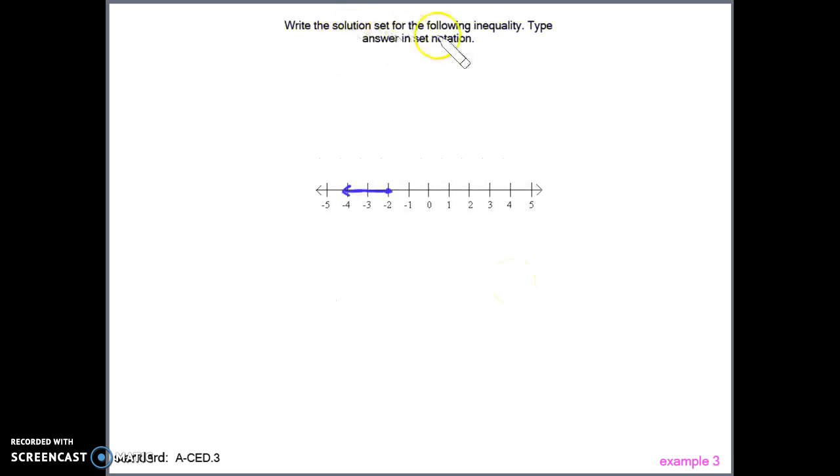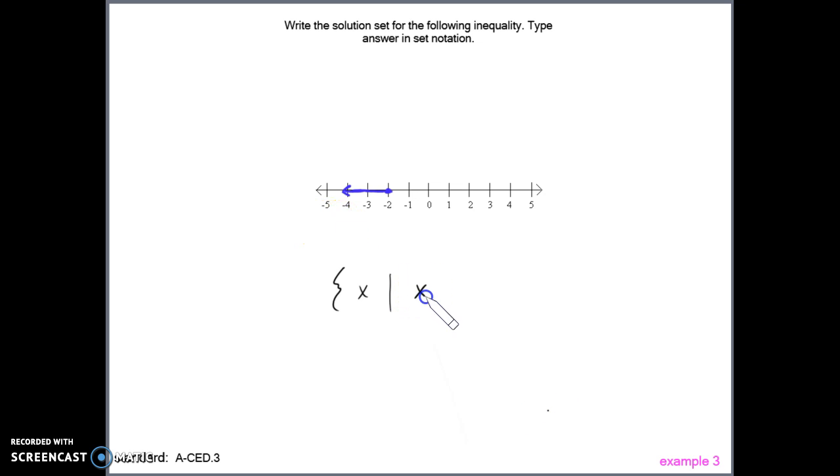Write the solution set for the following inequality, type the answer in set notation. So here we have our set notation, x. For all x, which values are part of the solution? Well, these values seem to be covering the values that are less than, or smaller than, -2, to the left of -2, and there's an arrow, so they keep going on and on and on to negative infinity.